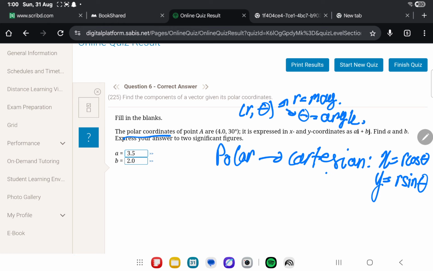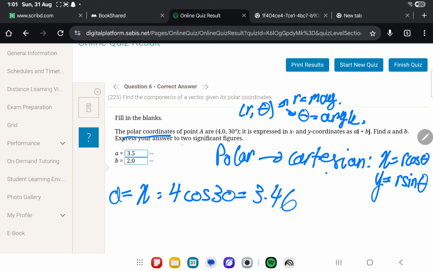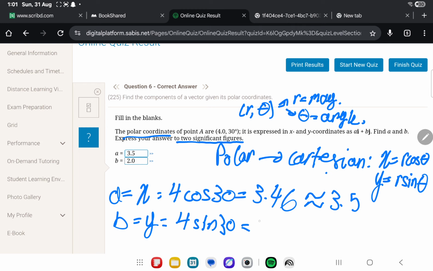Okay, so how do we convert this now? The x part, or a, because it's ai plus bj, a is going to equal 4 cosine 30. Do this on a calculator. 4 cosine 30, you're going to get 2 radical 3, which is 3.46. However, they tell you to give your answer to 2 significant figures, so you round to 3.5. Now b, which is the y component, is going to equal 4 sine 30. You know that sine 30 is 0.5, so it's 4 times 0.5, which is 2, but again, 2 significant figures, so 2.0. This is my answer. Moving on.